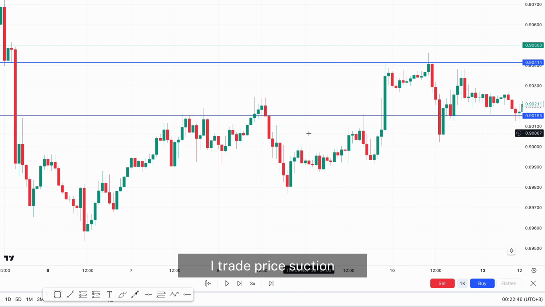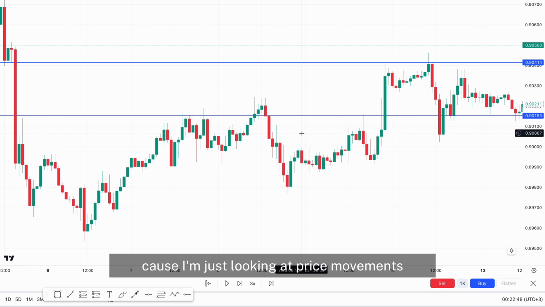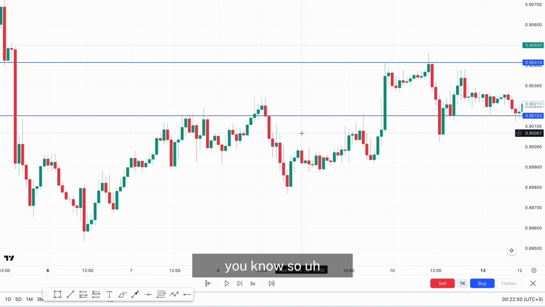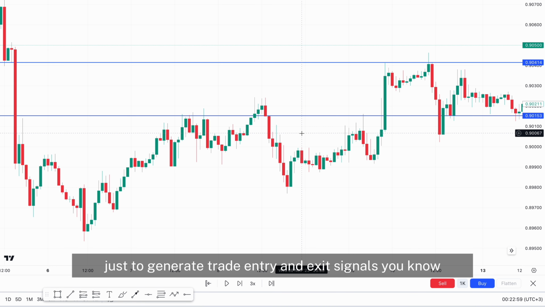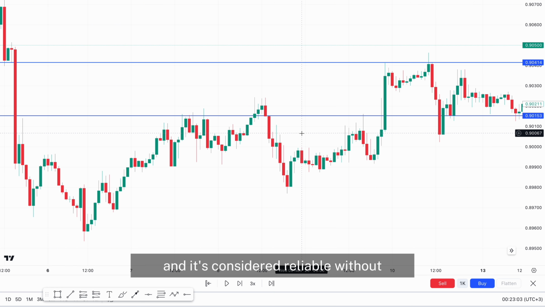I trade price action, and price action is very easy because I'm just looking at price movements. For those that don't know what price action is, it's the method of analysis of basic price movements, just to generate trade entry and exit signals, and it's considered reliable without the use of indicators, as simple as that. We just look at price movement.